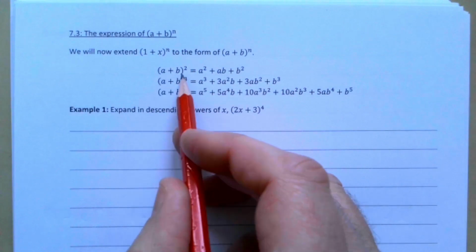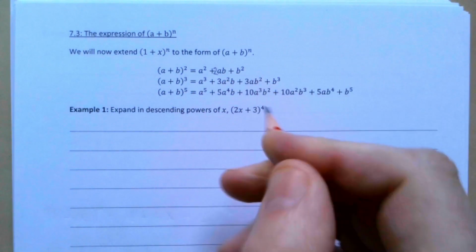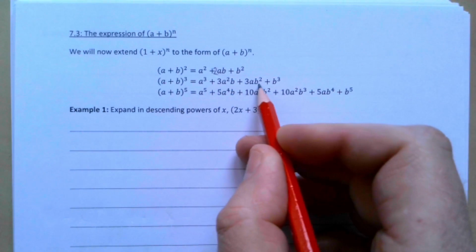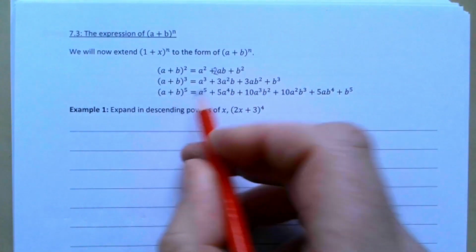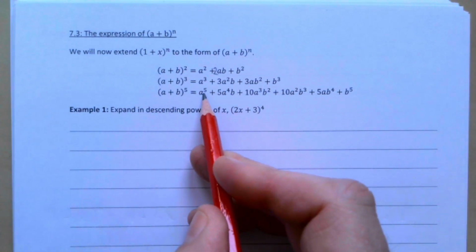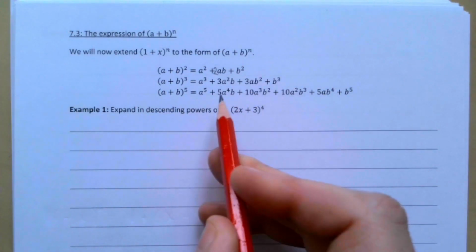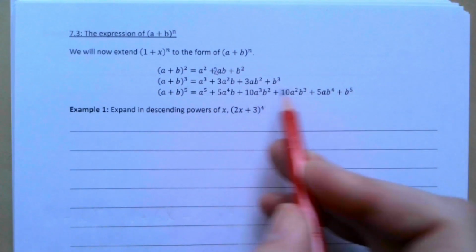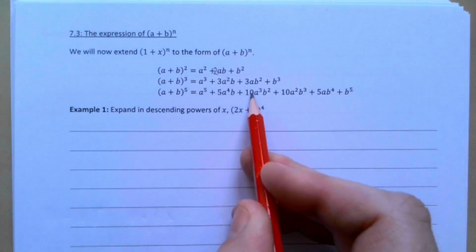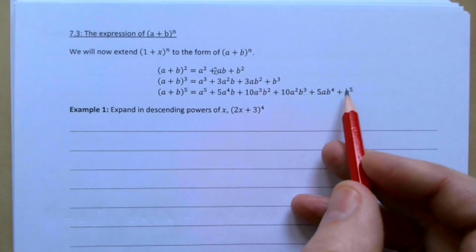If we expand out (a + b)^2, we all know it's a^2 + 2ab + b^2. Then a^3 + 3a^2 b + 3ab^2 + b^3, and a to the power of 5. What you'll note is the powers of a decrease: 5, 4, 3, 2, 1, 0. The powers of b increase: 0, 1, 2, 3, 4, 5. And my coefficients 1, 5, 10, 10, 5, 1 come straight from Pascal's triangle.